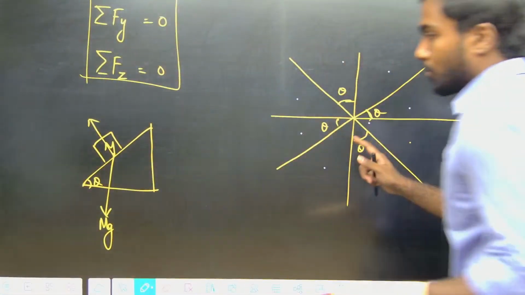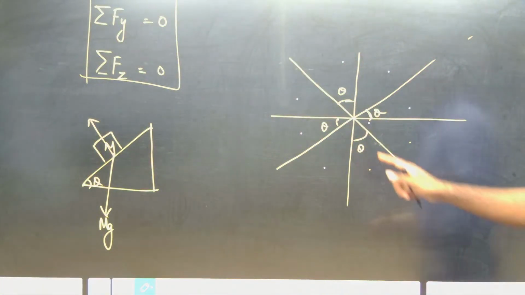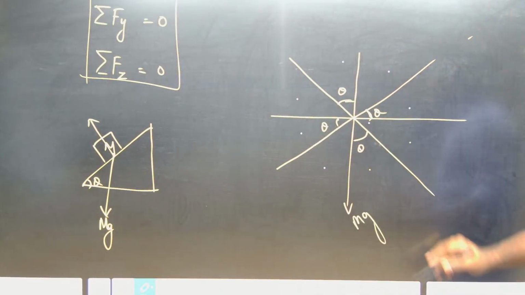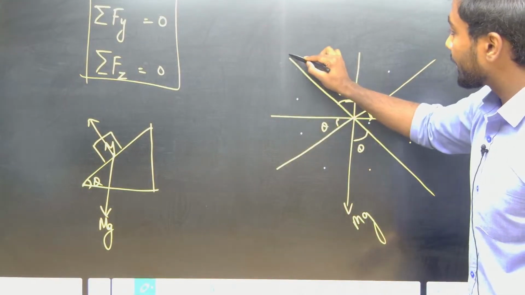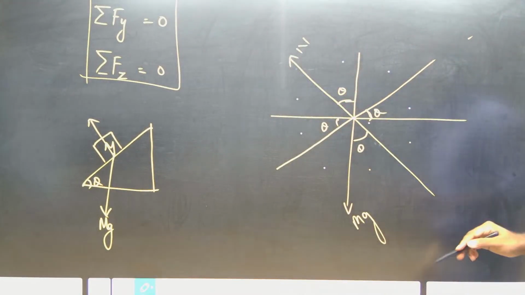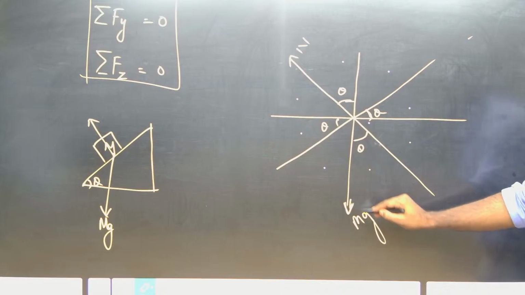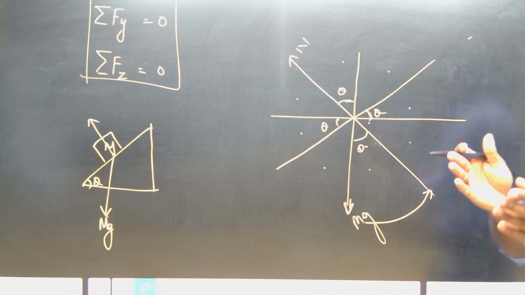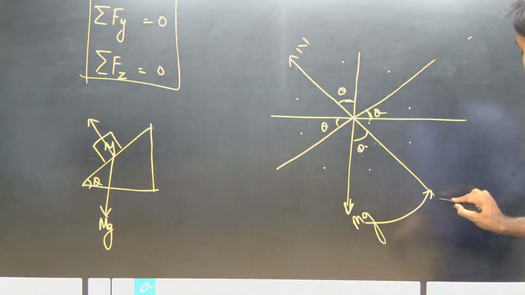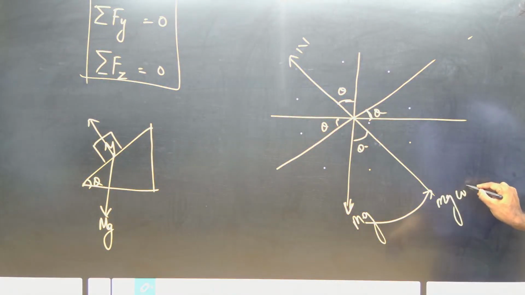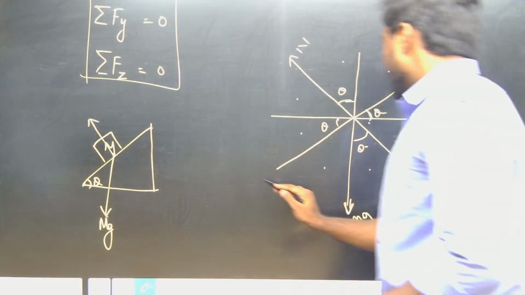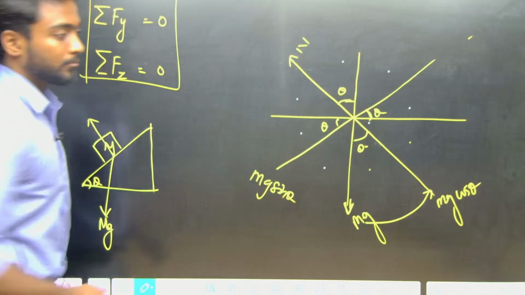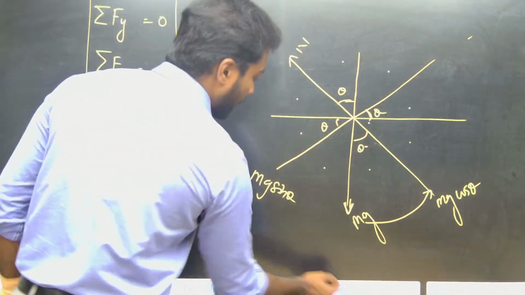Now which is the mg? mg is towards down, this is my mg. Normal looks like this, this is my normal. Now if you see here, this mg, if I want to write here, this is theta. When theta is close to the axis, this will be mg cos theta, right? When it is away from the axis, this is my mg sin theta. Got it?